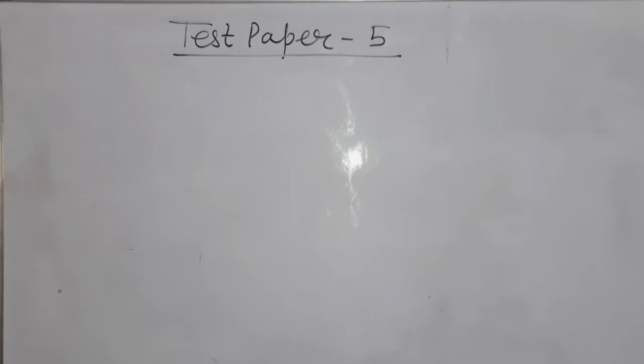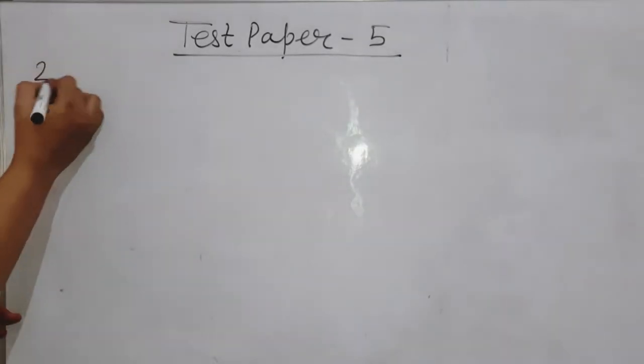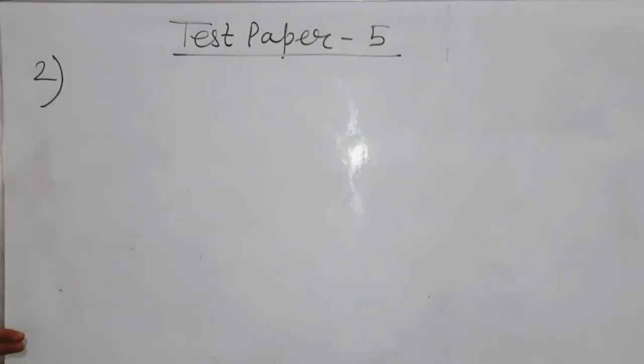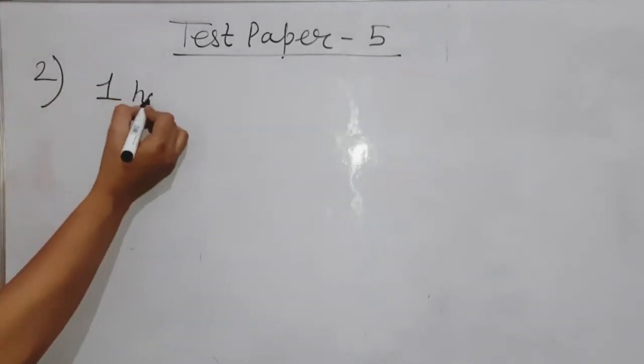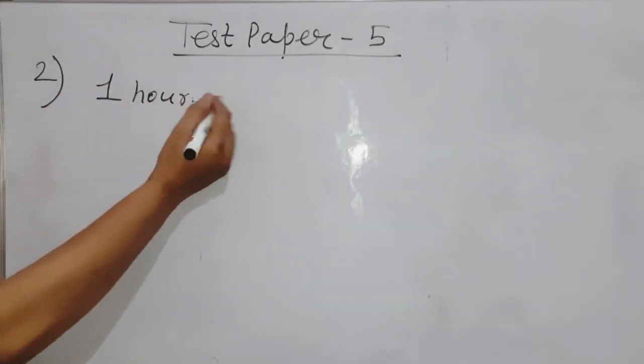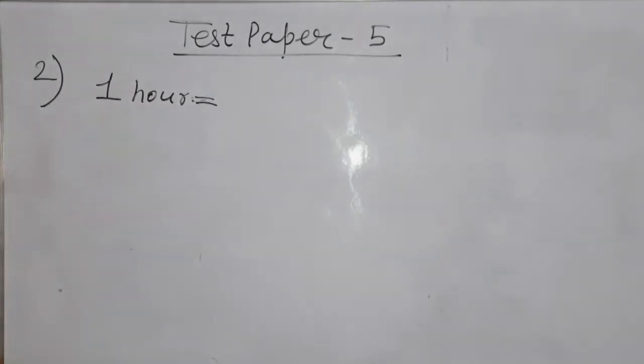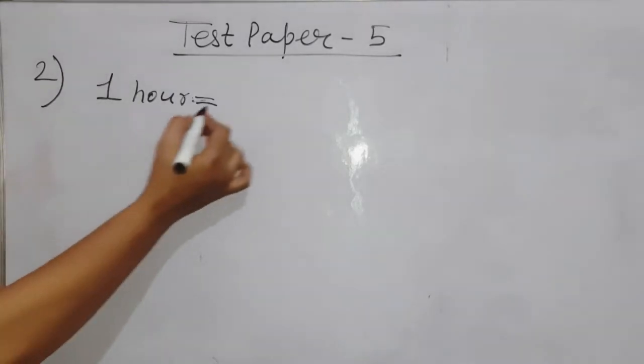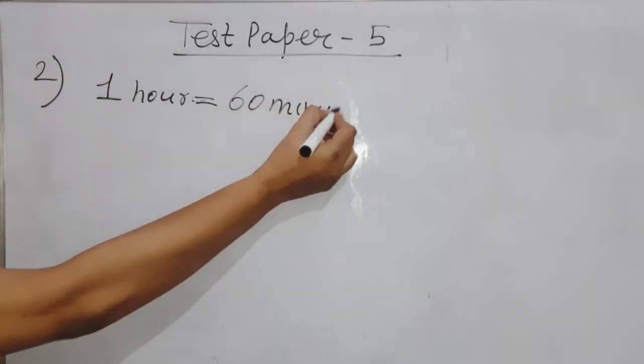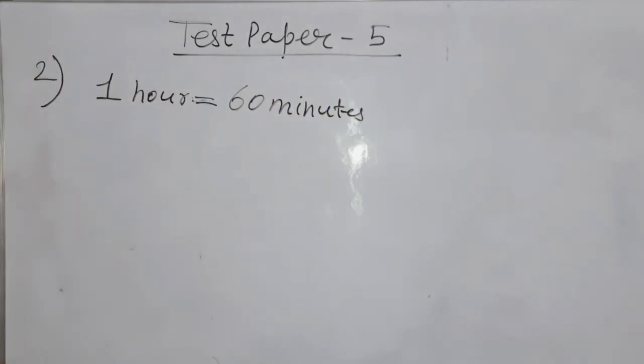Now coming to the second question, what fraction of an hour is 35 minutes? Okay. Question number 2 says that what fraction of an hour is 35 minutes? So my question from all of you is, please comment down the answers in the comment section. 1 hour is equals to how many minutes? Please pause the video and reply to me in the comment section. Very good students. 1 hour is equals to 60 minutes. So we have to find out what fraction of an hour is 35 minutes.